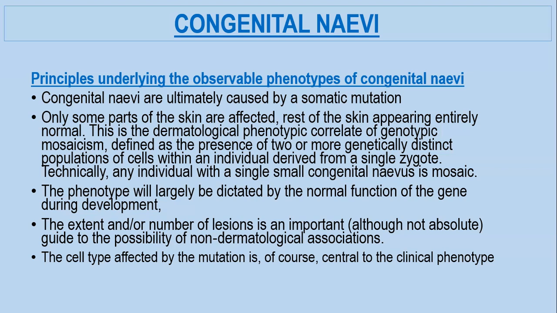The extent and/or the number of lesions is an important, although not an absolute, guide to the possibility of non-dermatological associations. Usually, the non-dermatological associations are more if the number of lesions is more. The cell type affected by the mutation is, of course, central to the clinical phenotype. That is, whether it is the epidermis or the melanocytes or collagen or connective tissue element, this is the main cell type which is affected by the mutation.